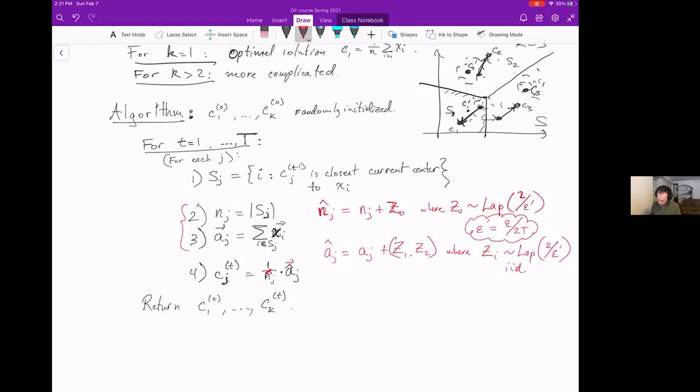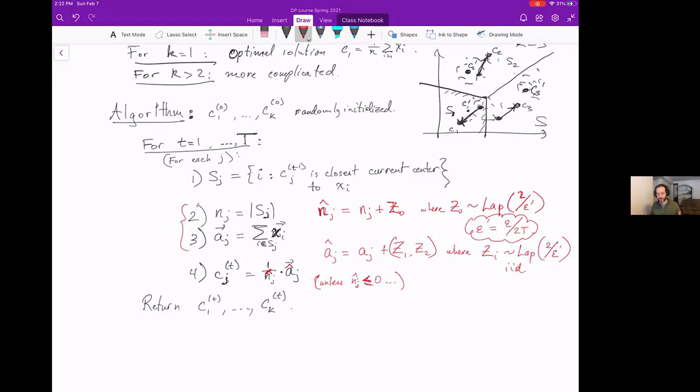And you need some logic for the case where nj hat is negative, which can happen. Basically, in that case, what you should do is just throw out the current cluster center and generate a new random cluster center for this cluster. Ideally, that case just won't come up, but of course, for the algorithm to be well defined, you do have to discuss it. So this is if it's negative.